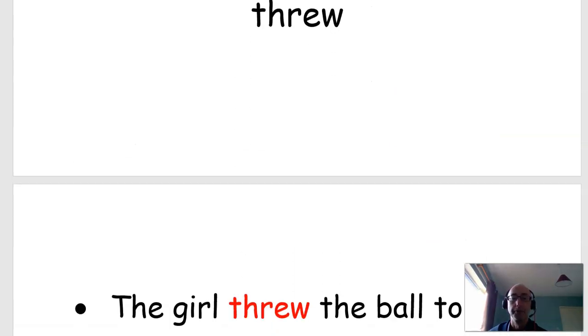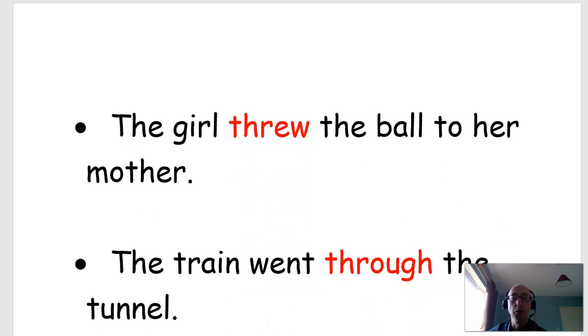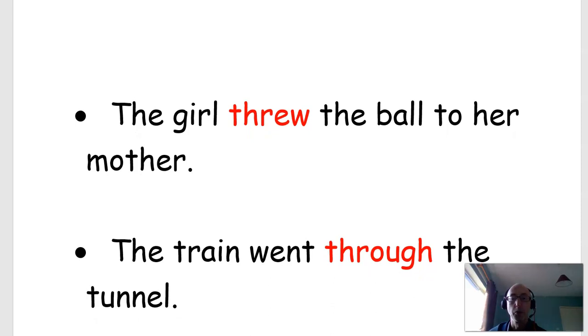Threw and through. The girl threw the ball to her mother. It's a verb here, past tense of throw. Second one, the train went through the tunnel. Here it's a preposition.